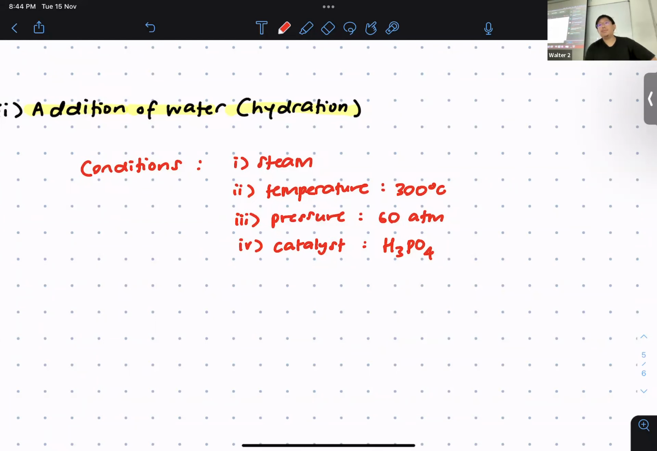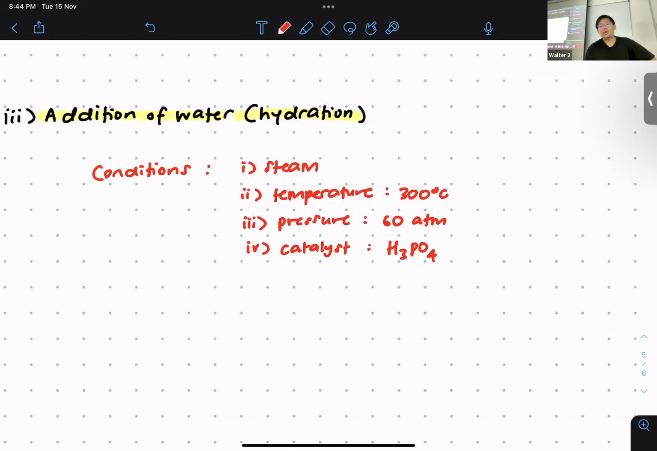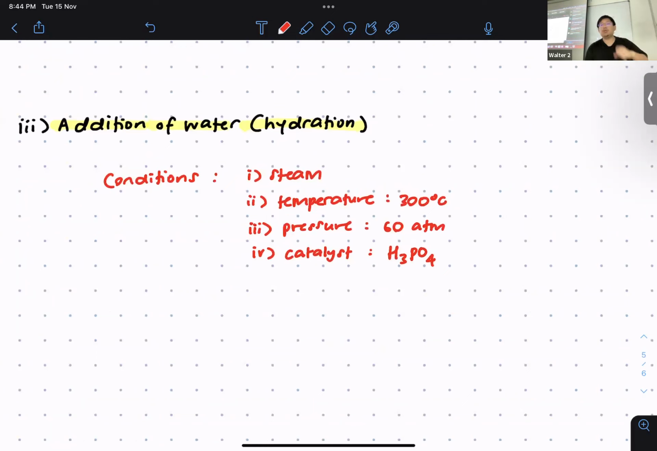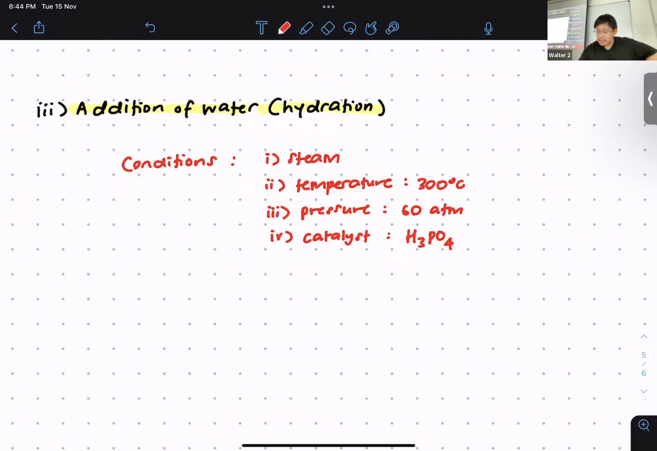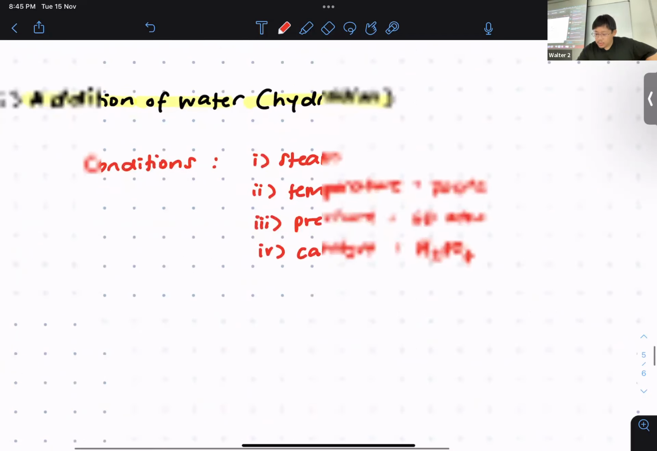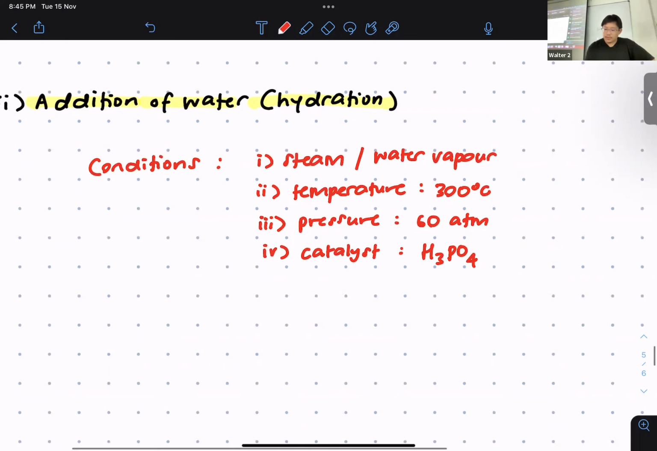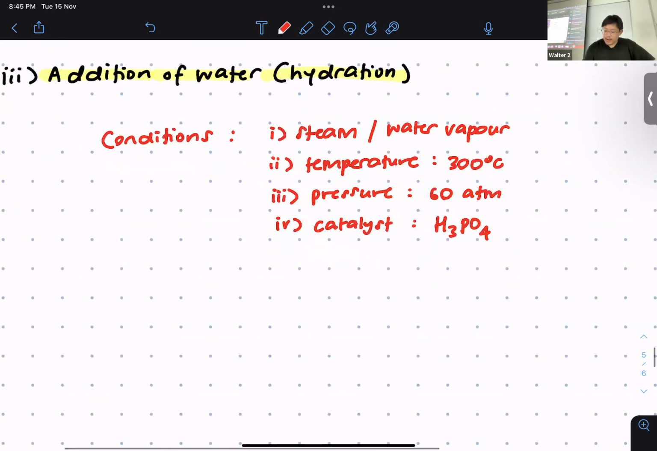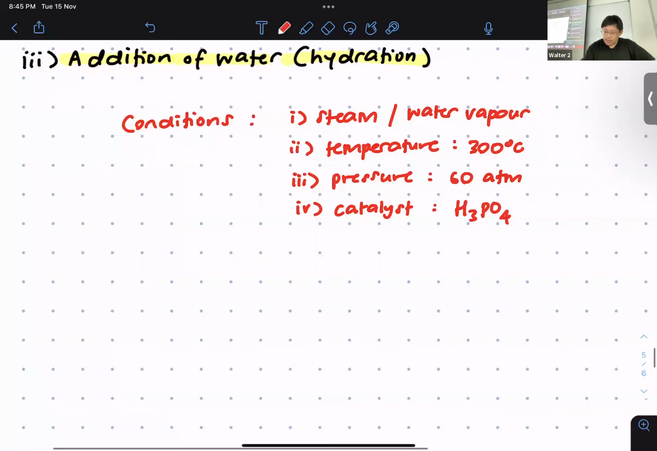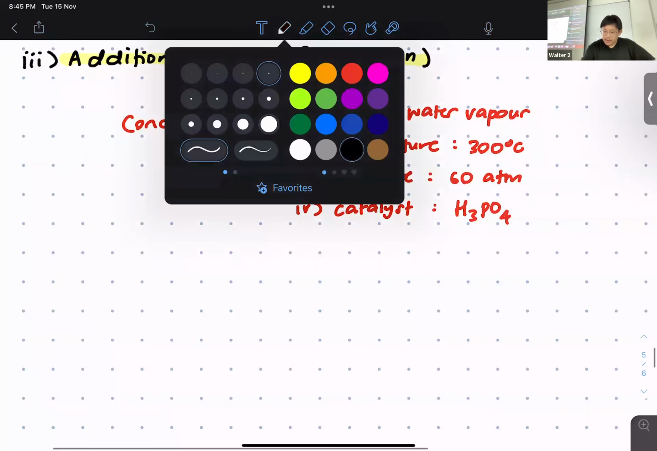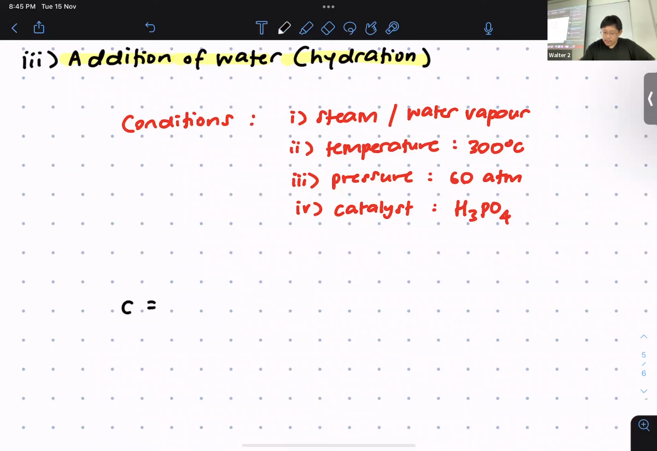What does the steam mean? As in gaseous water, it must be water vapor. All right, so put here steam or water vapor. It cannot be in liquid form. So let me show you how it works. In terms of mechanism, again, I'm going to show you how we can convert ethene into ethanol.